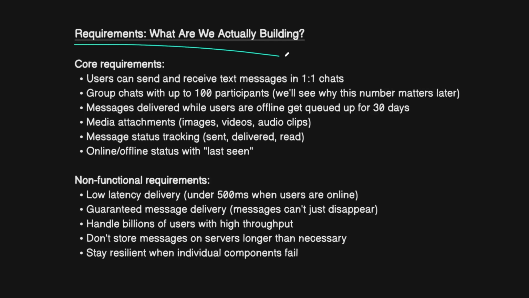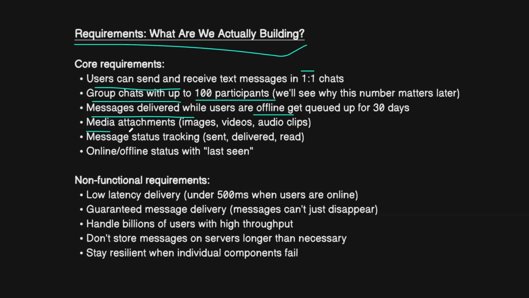Now, before getting to the high-level design and sketching diagrams, we need to always start with the requirements to understand what we are building here. So the core requirements that we have is that users need to be able to send and receive messages in one-on-one setup. On top of that, we also have group chats with up to 100 participants that we need to support. And messages are delivered not only when users are online, but also when they are offline. We need to handle that scenario as well.